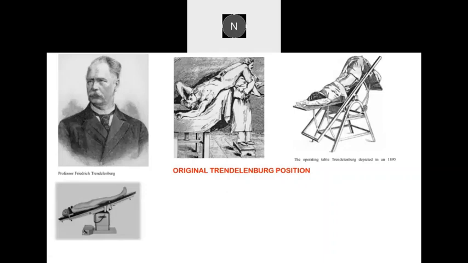This is a steep Trendelenburg position. And you can see, as I told earlier, these are all the shoulder supports to prevent the patient from sliding down from the operating table. You can see these two black rods or supports to prevent the patient sliding. And what is this position?